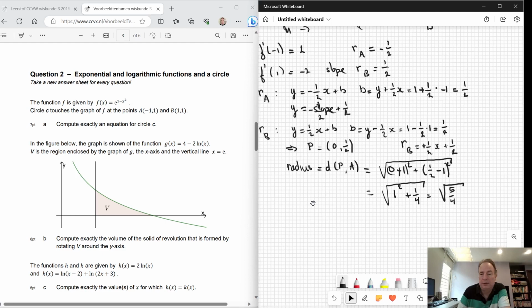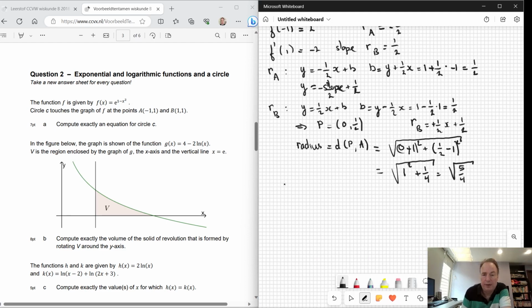So the circle C has the expression x minus 0. So I can just write it as x squared plus y minus 1/2 squared equals, and then the square of this radius, 5/4.